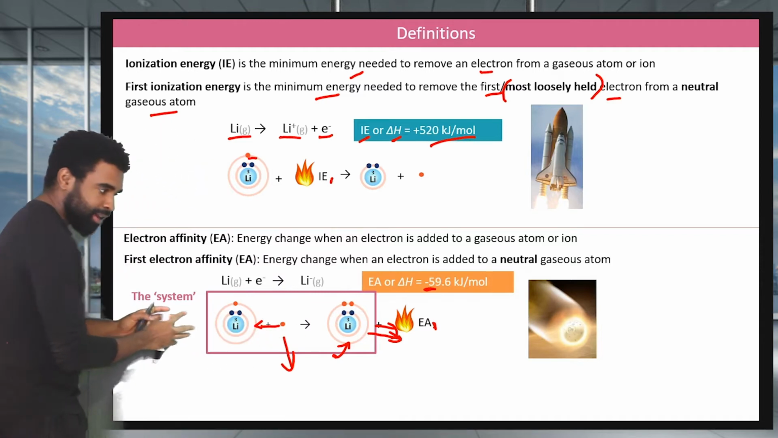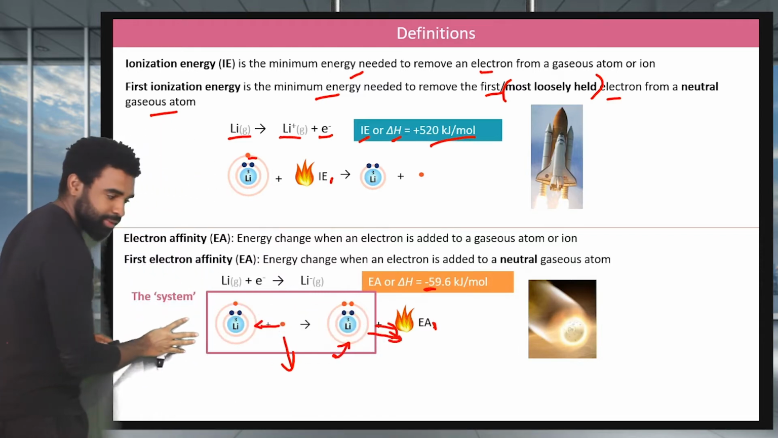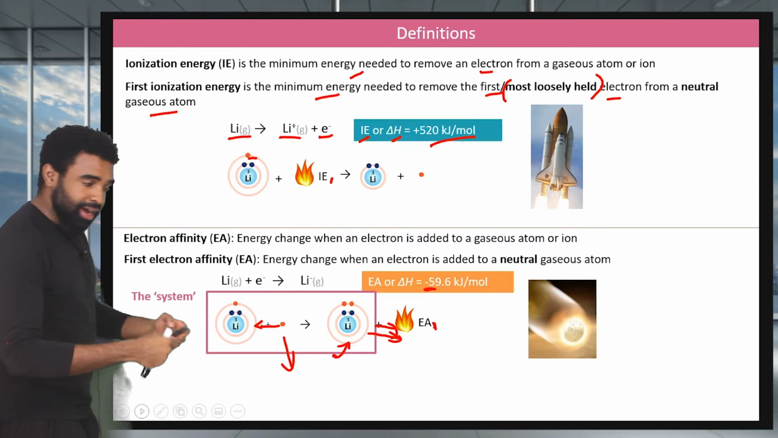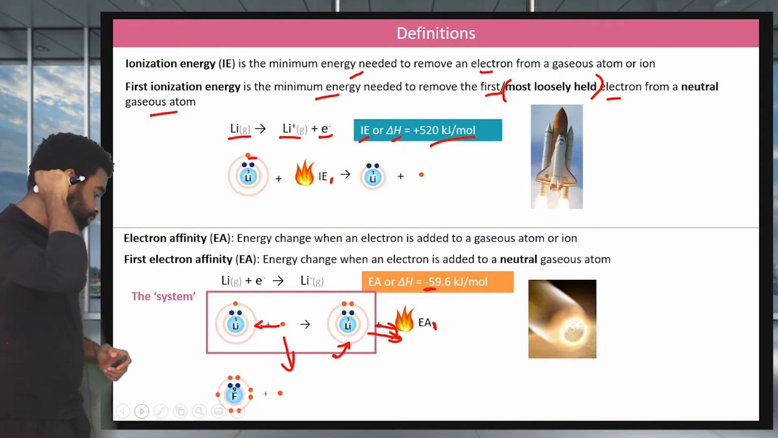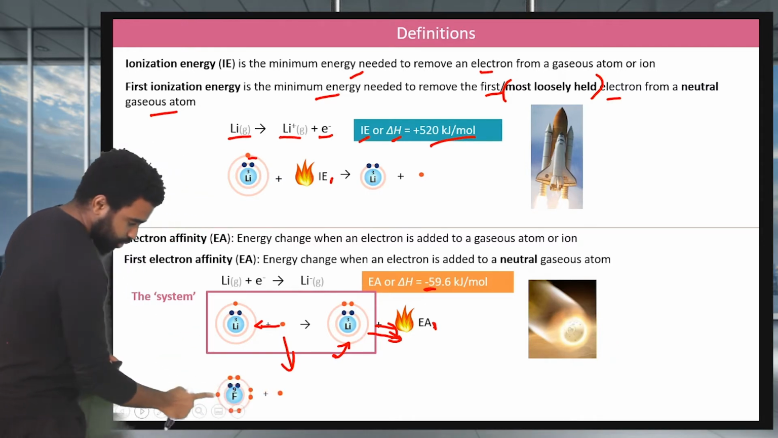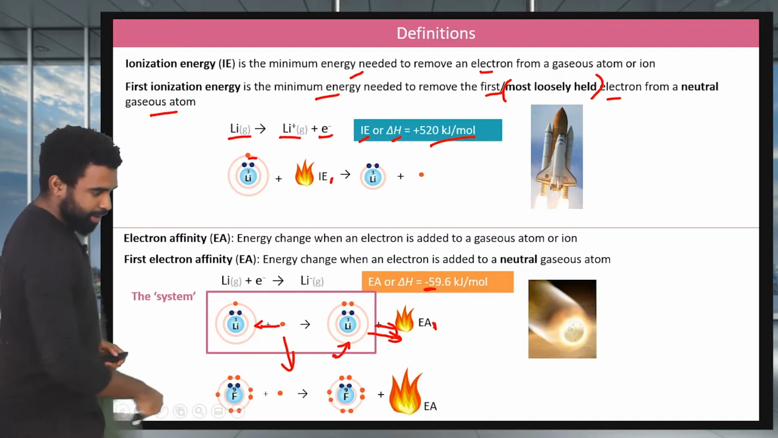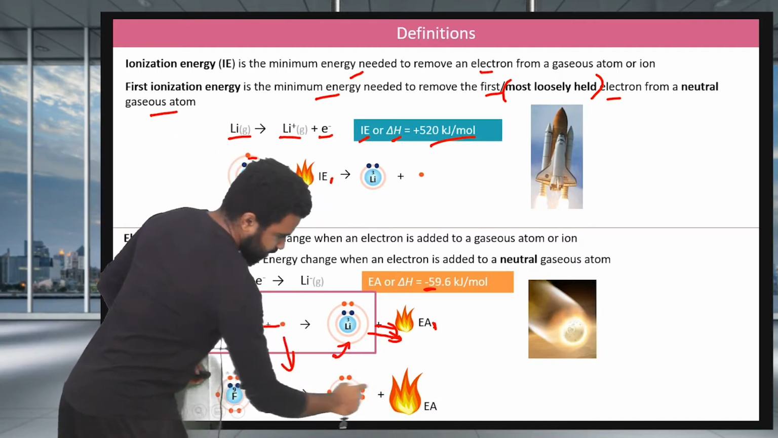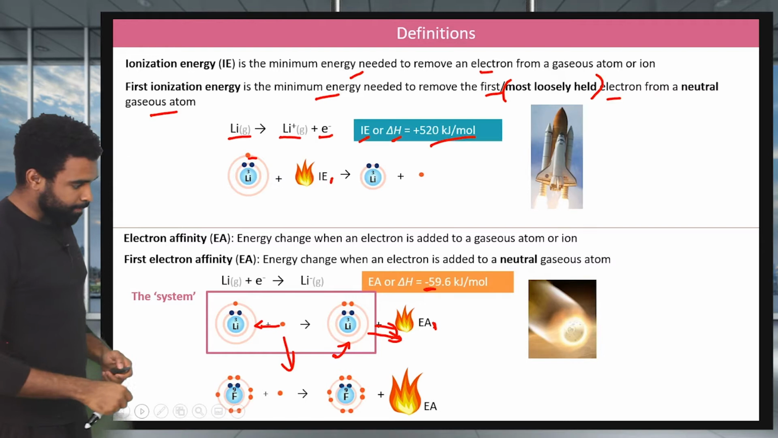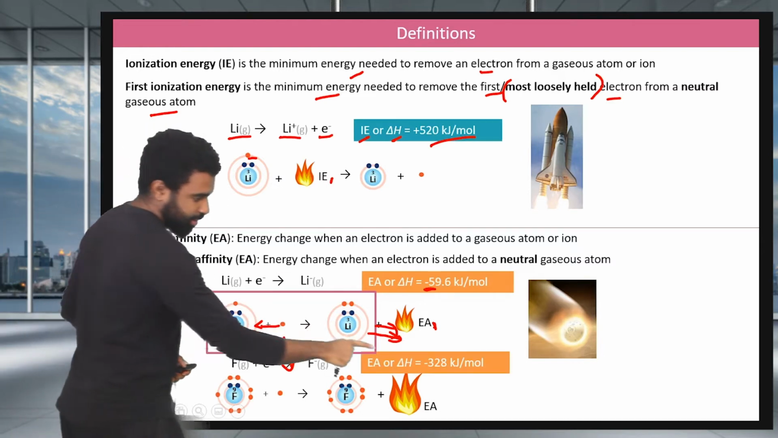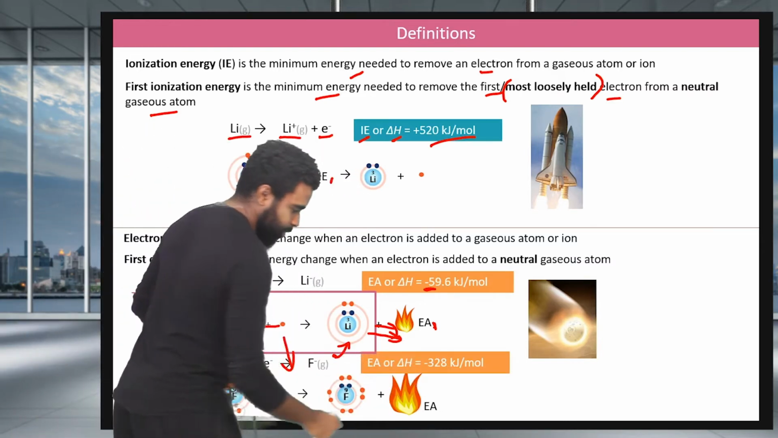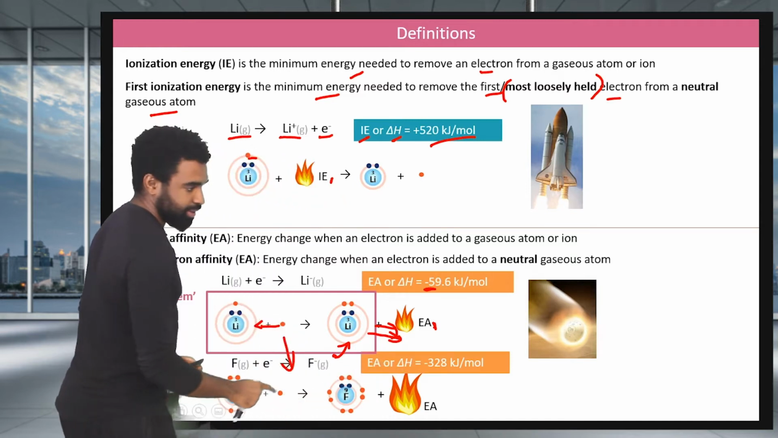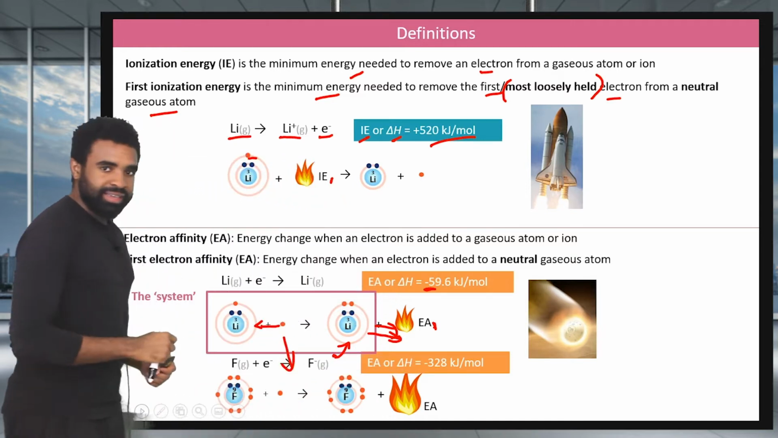Now let's compare the electron affinity of lithium to the electron affinity of another element, in this case fluorine. So we're going to drop an electron into fluorine's outermost shell and release a certain amount of energy, which is the electron affinity for fluorine. Now, what is that value? We can see here it's minus 328 kilojoules per mole. So it's a lot more energy released here than is released here.